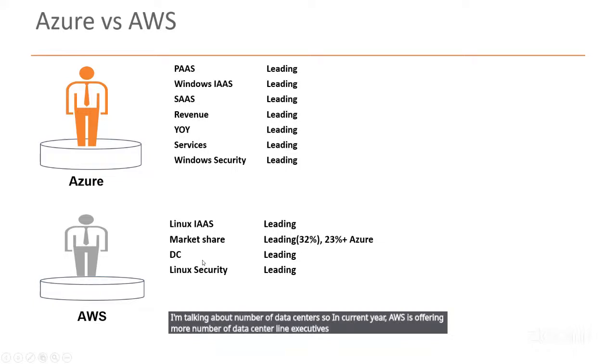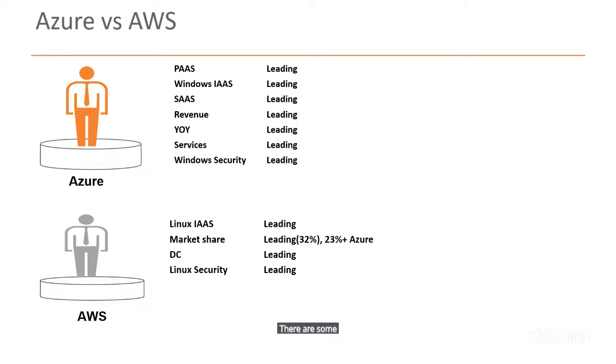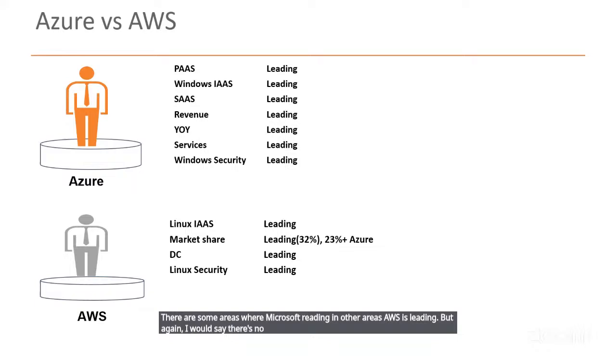So guys, there are some areas where Microsoft is leading, and in other areas AWS is leading. But again, I would say there's no single parameter to define which one is better. If I'm talking about IT companies in India, almost all the IT companies are working on both of the clouds. Clear to everyone?